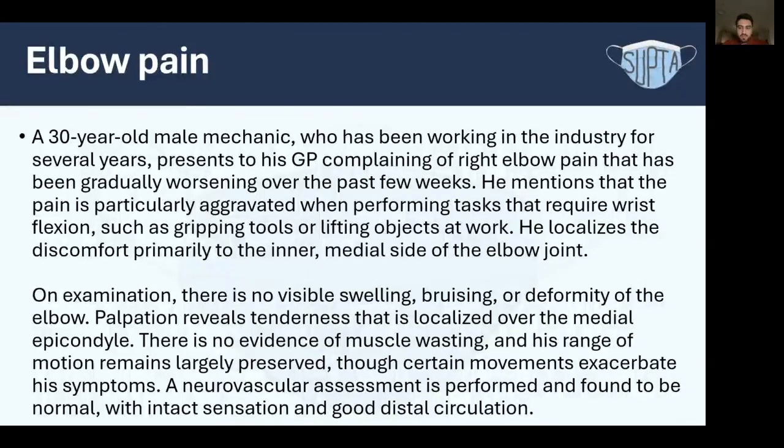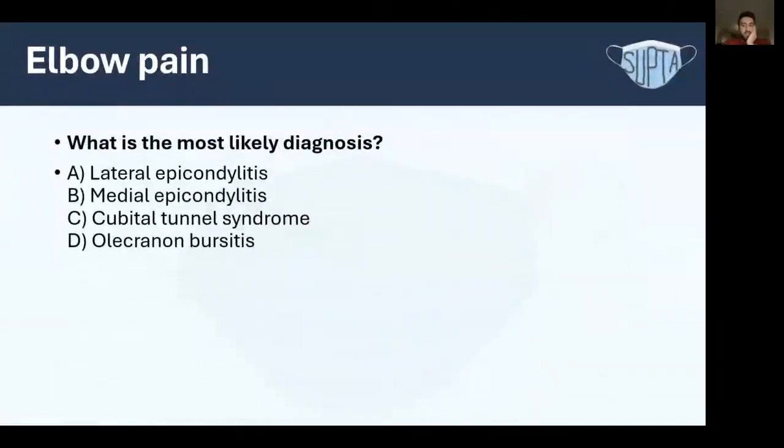Yep, everyone has responded. So the correct answer is medial epicondylitis, golfer's elbow, which is caused by repetitive wrist flexion and forearm pronation, leading to pain again on the medial aspect, medial epicondyle. It's very common in manual workers and athletes.